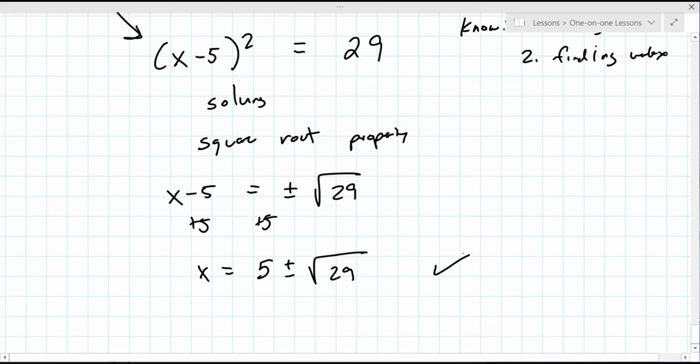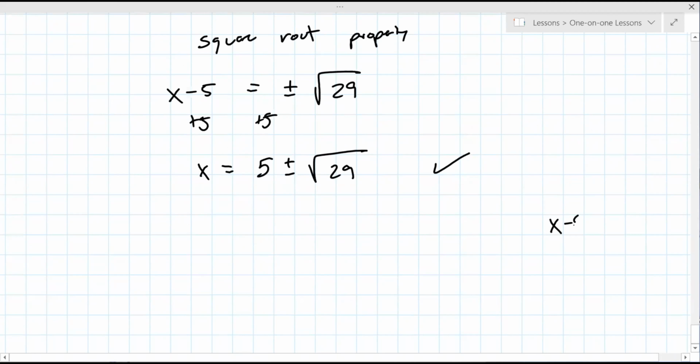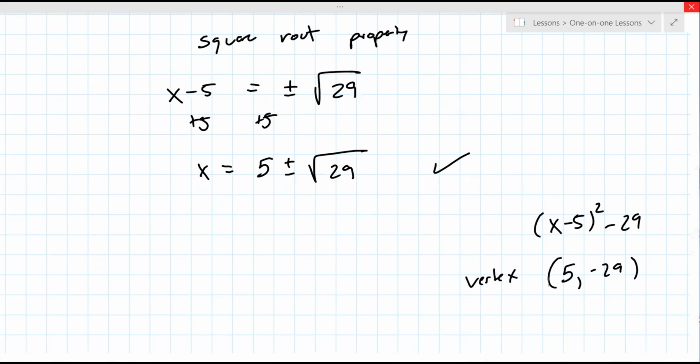How would you do it by finding the vertex? You would move the 29 over. So it'd be x minus 5 squared minus 29, and your vertex would be at 5 comma minus 29. Okay. All right. Next one's simple.